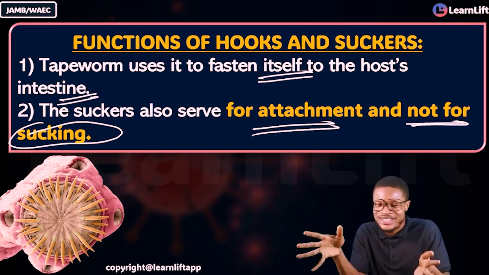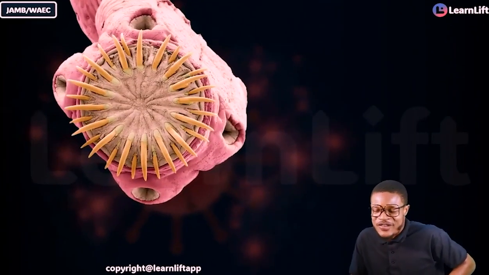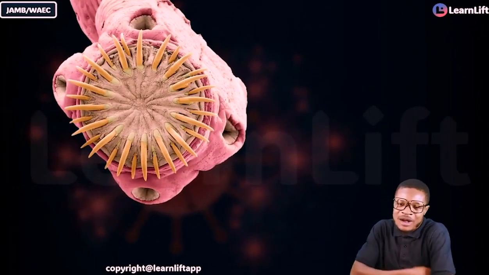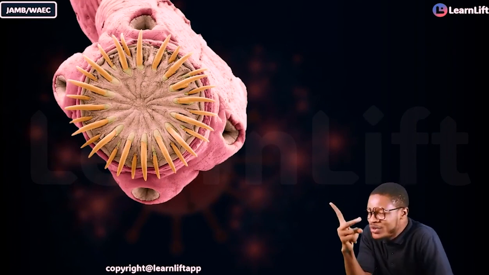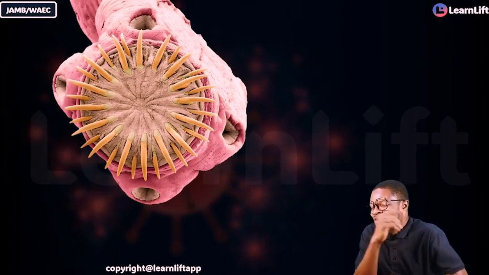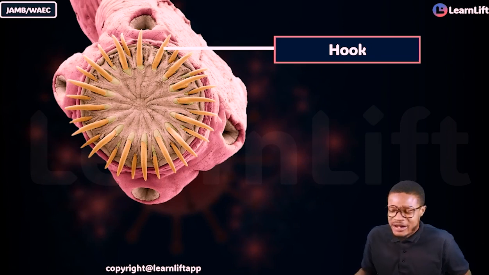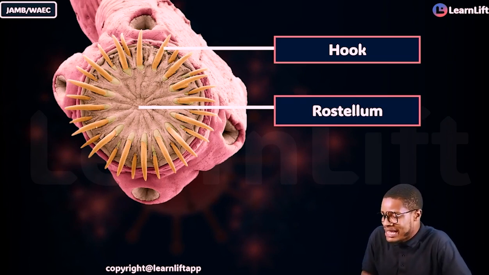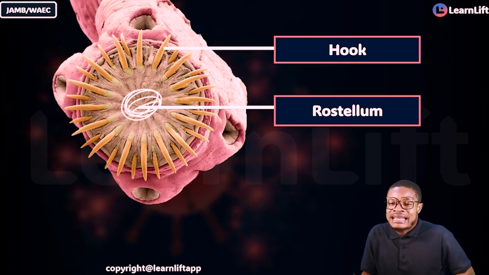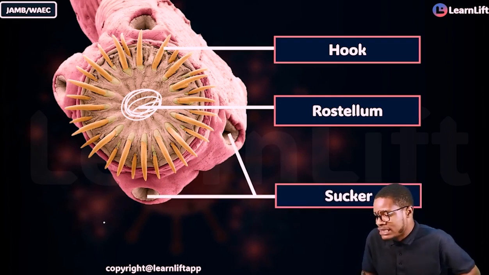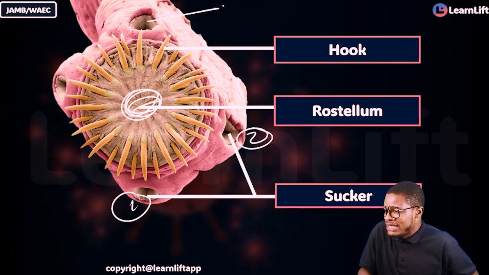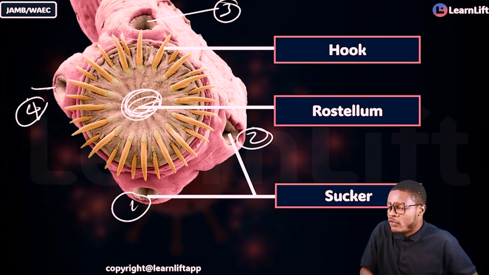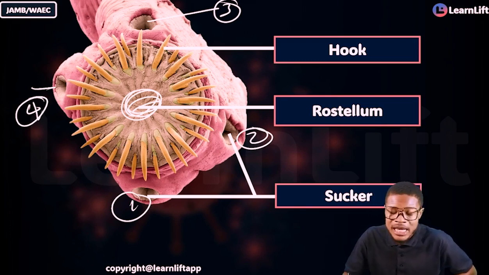If you understand this very quickly with me, get this very fast. From this diagram that you can see, pick out your rostellum, your hooks, and your suckers. Pick them out for me fast. Of course, this is the hook, all those sharp, spiny projections. This is the rostellum, the center portion of it. And how many suckers do they have? They have 4 suckers. This is 1, this is 2, this is 3, and this guy here is 4. How many suckers altogether? There are 4 suckers.